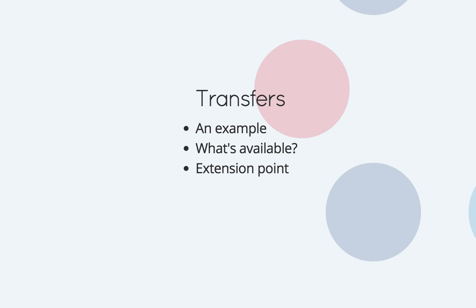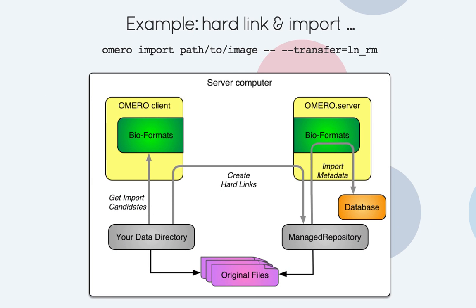So transfers. We'll talk about transfers, we'll look at an example, we'll look at what else is available, and then we'll look at the extension point where your own transfers can be added. So the example we're going to use here is called hardlink, and this is effectively using the transfer mode ln_rm, and this creates hard links between the original data and the managed repository.